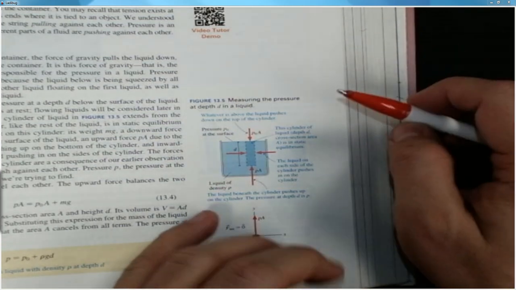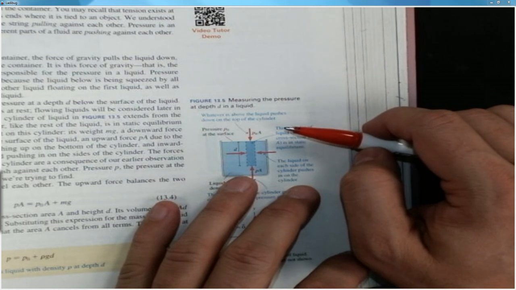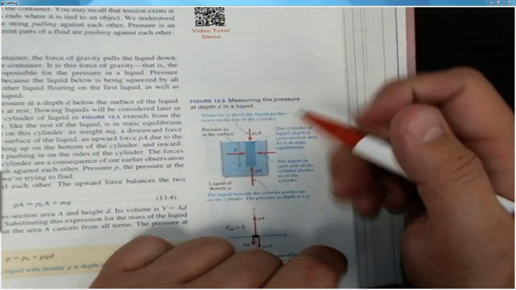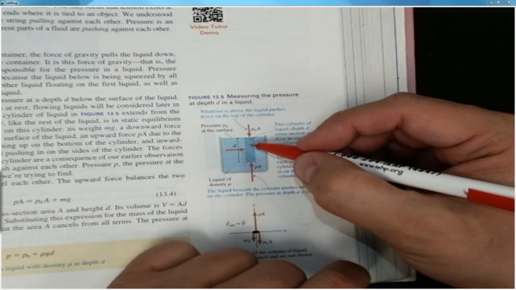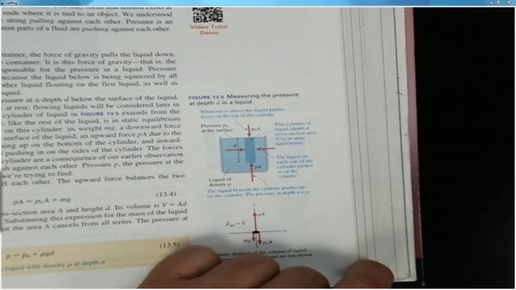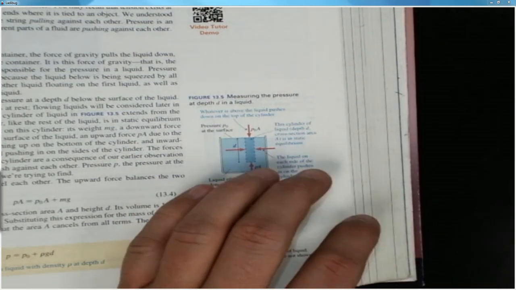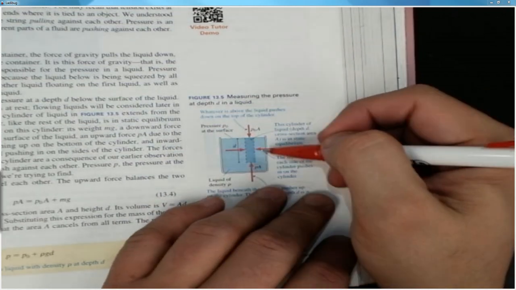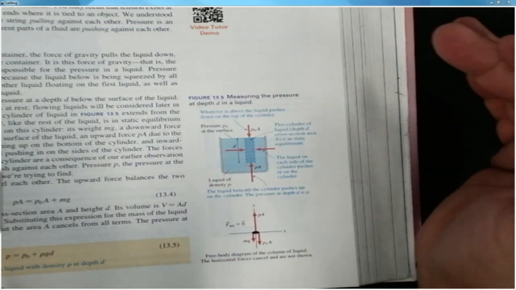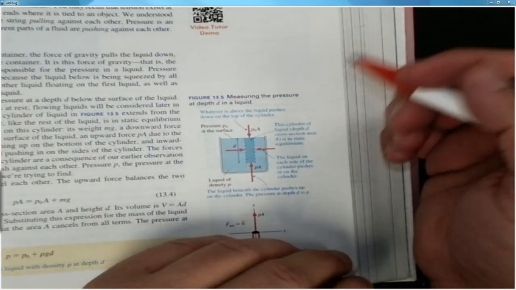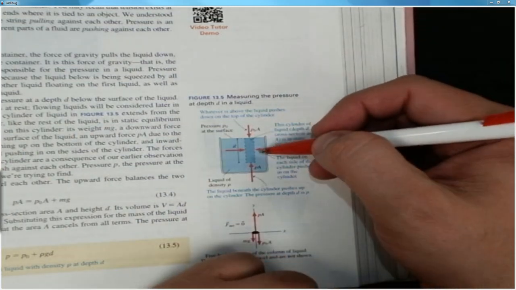Let's say that we have, you can imagine this dark little shape here is a cylinder of liquid. There are some caveats first. We have to assume that this liquid doesn't move. So this is a non-moving liquid. It's completely still. It's just sitting here, not flowing. We'll talk about flowing later in this chapter, but here it is not flowing.